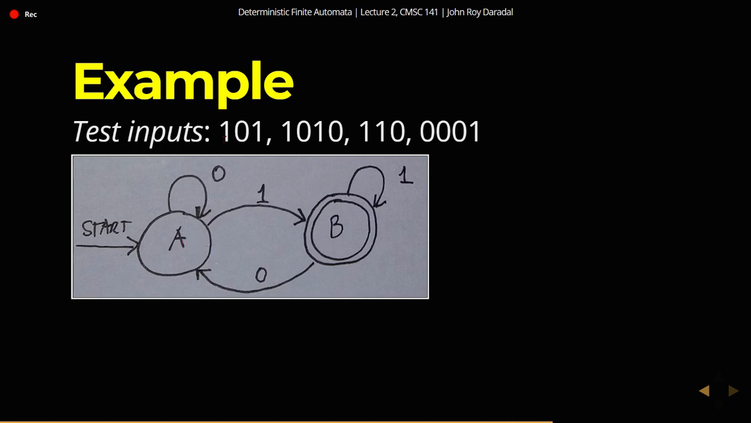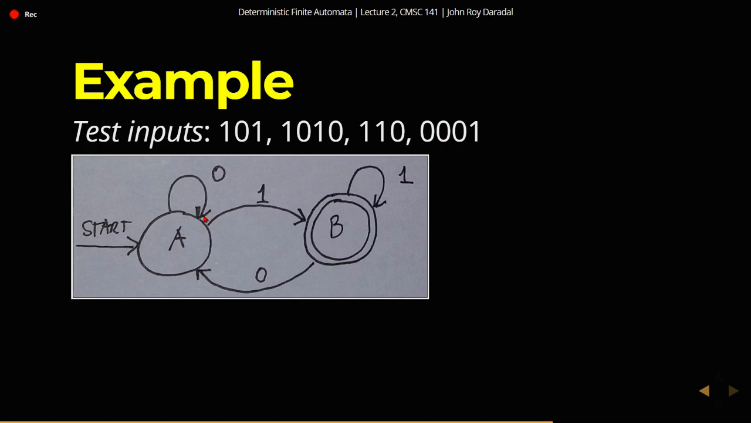So given this DFA, let's test the input 1, 0, 1. So we'll start at A, 1 goes to B, 0 goes to A, 1 goes to B. So we ended up in a final state, so 1, 0, 1 is accepted. How about the next one? 1, 0, 1, 0. It ends up in A. So it's not accepted because A is not a final state. How about 1, 1, 0? So 1, 1, 0 also ends up in A. So it's also not accepted.